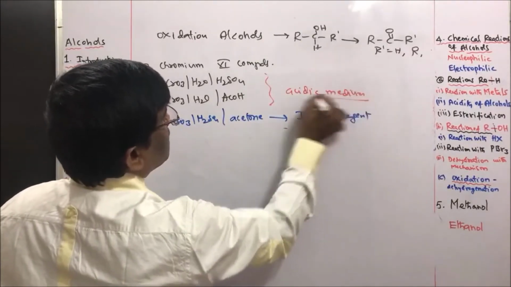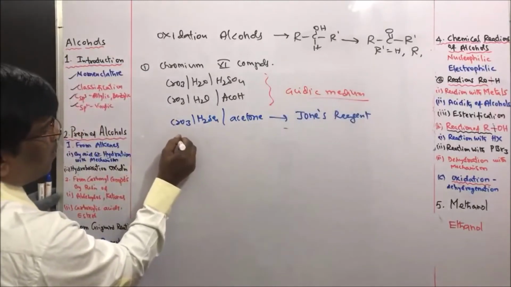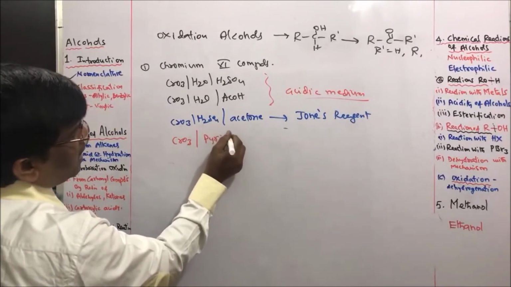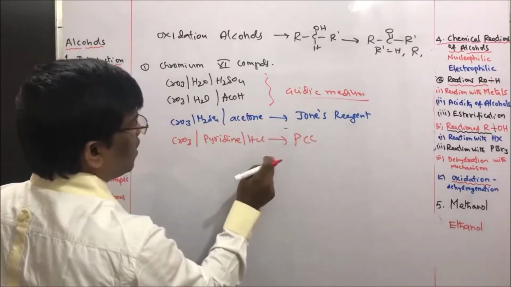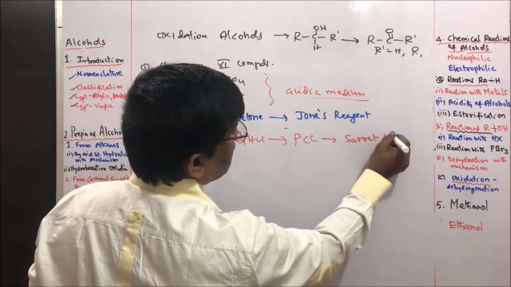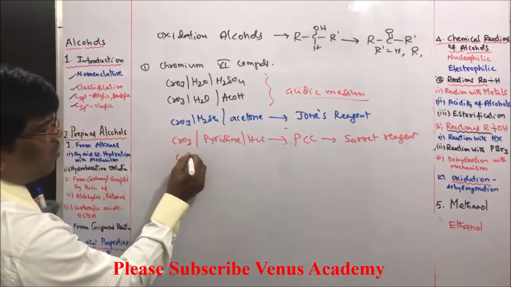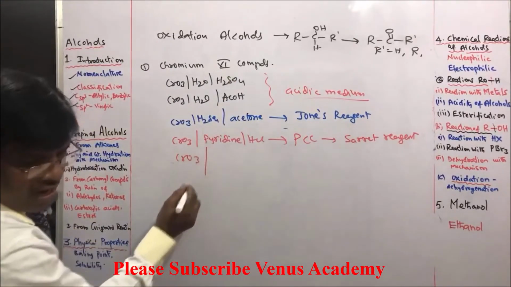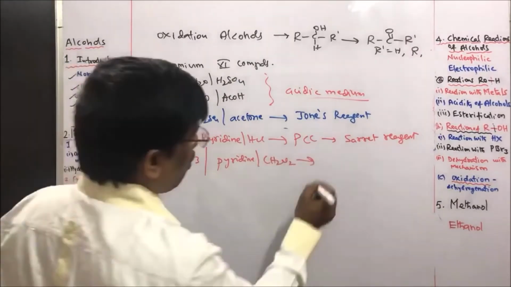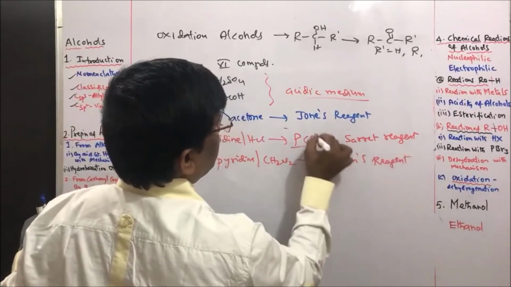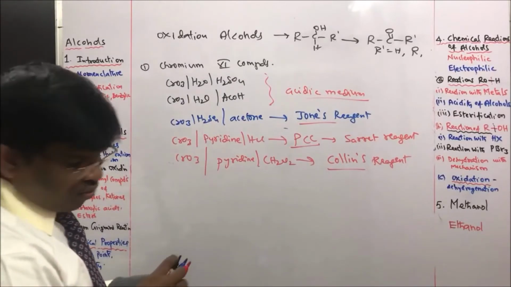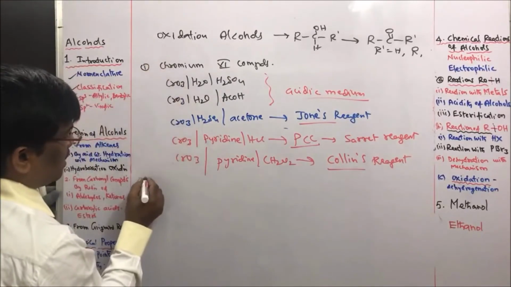Some compounds may be acid sensitive. To overcome that problem, there is a reagent, chromium trioxide, pyridine plus HCl, pyridinium chlorochromate, known as Sarett reagent. Or if I use chromium trioxide in pyridine and dichloromethane, it is known as Collins reagent. These names are very important, students. Collins reagent.